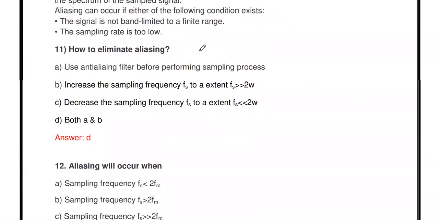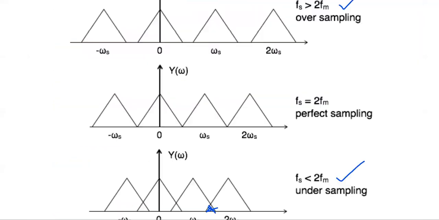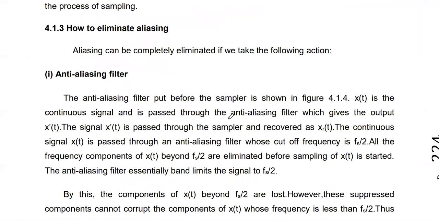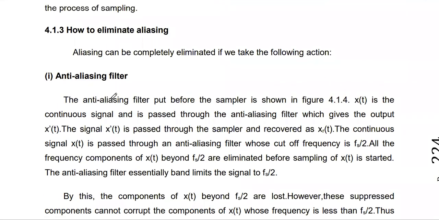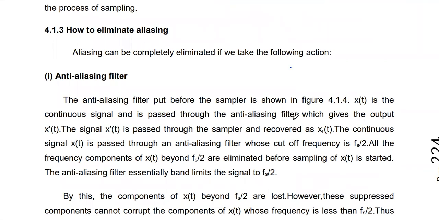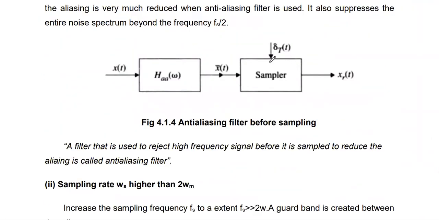The next one: how to eliminate aliasing. In order to reduce aliasing, one option is the anti-aliasing filter. What is meant by an anti-aliasing filter? We have to pass the signal through it before performing the sampling process. You see x of t, the continuous time signal, and this is the sampled signal. The sampler performs the sampling process. So before sampling, the x of t signal must pass via one filter.